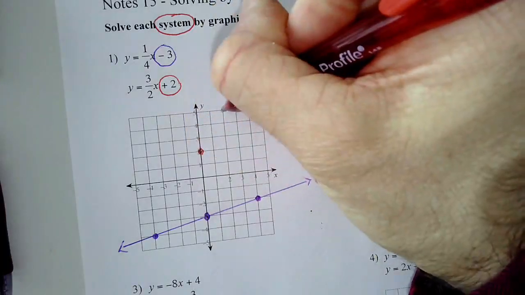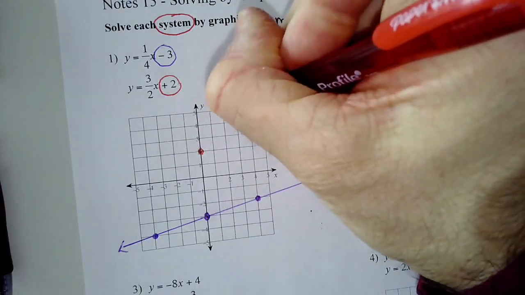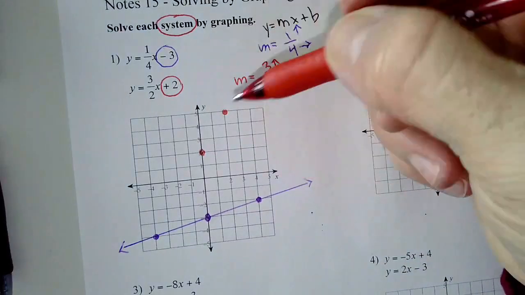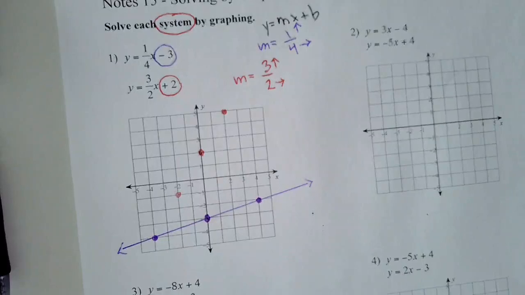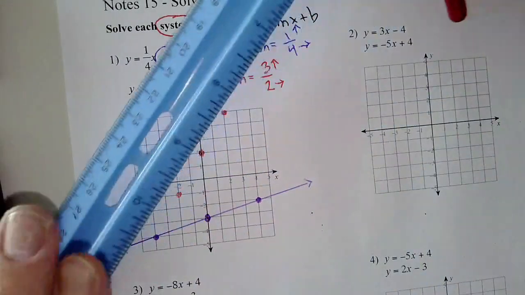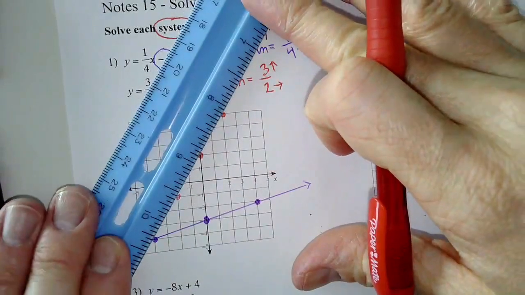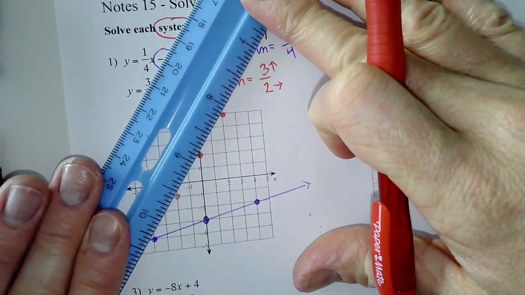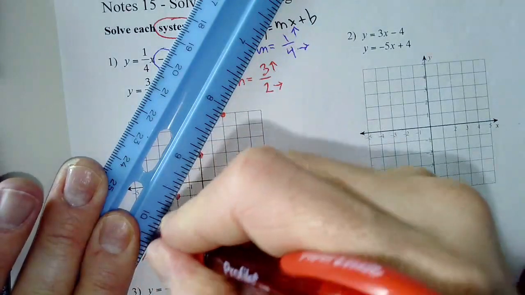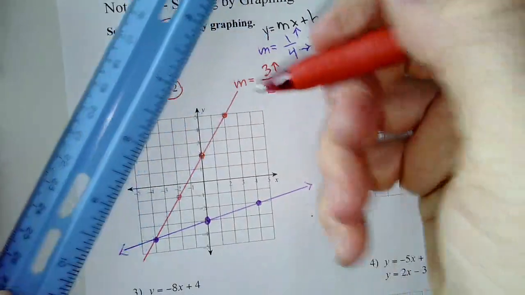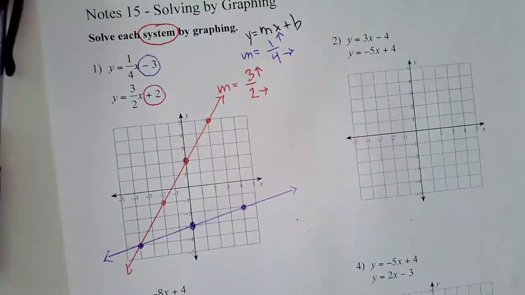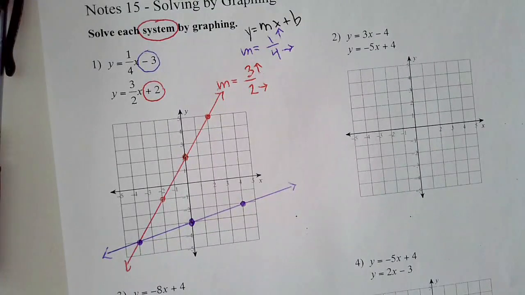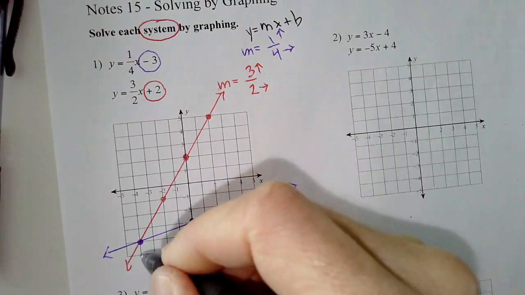Up 3, right 2, to get to that second point. We can also go down 3 and left 2, and that gets us to our next point. So let's connect with a nice straight line. And at this point we can see where the lines intersect. And that right there, folks, is the answer.